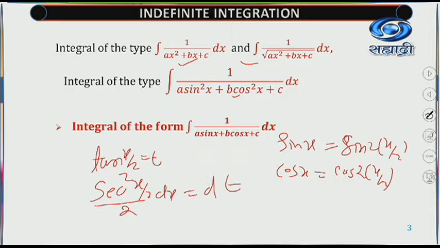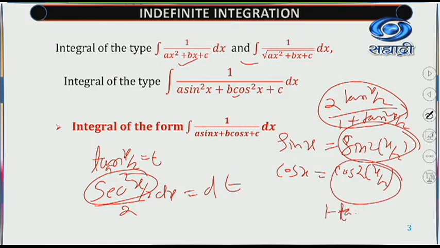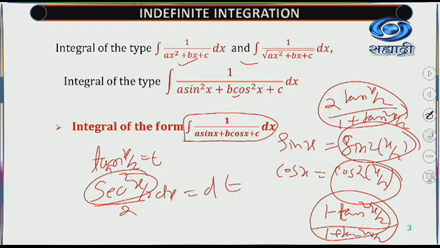That means you will get the values in terms of t, because you are able to write sec square x by 2 in terms of tan, using the formula tan x by 2 upon 1 plus tan square x by 2. So here also this is converted into t. You will get cos x as 1 minus tan square x by 2 upon 1 plus tan square x by 2, and again convert this into t. This type of integral uses the half angle formula.